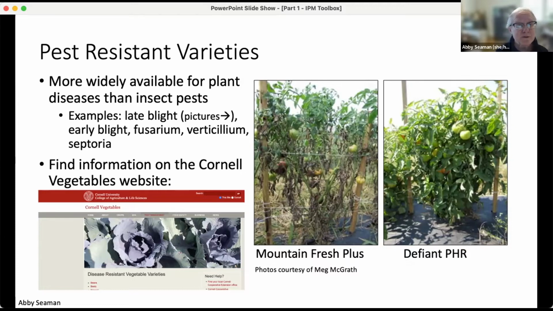Meg McGrath combs the seed catalogs and her colleagues' trials, recording the disease resistance of different varieties of all the different crops. And you can find that information on the Cornell Vegetables website for each crop. And that's just vegetables.cornell.edu. And that website will be on our resource list.